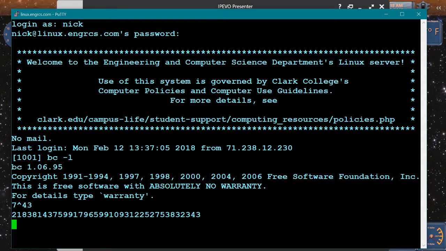So there's 7 to the 43, and you can see the last digit is a 3, so we know it's 3 more than a multiple of 5. So we in fact got the right answer.